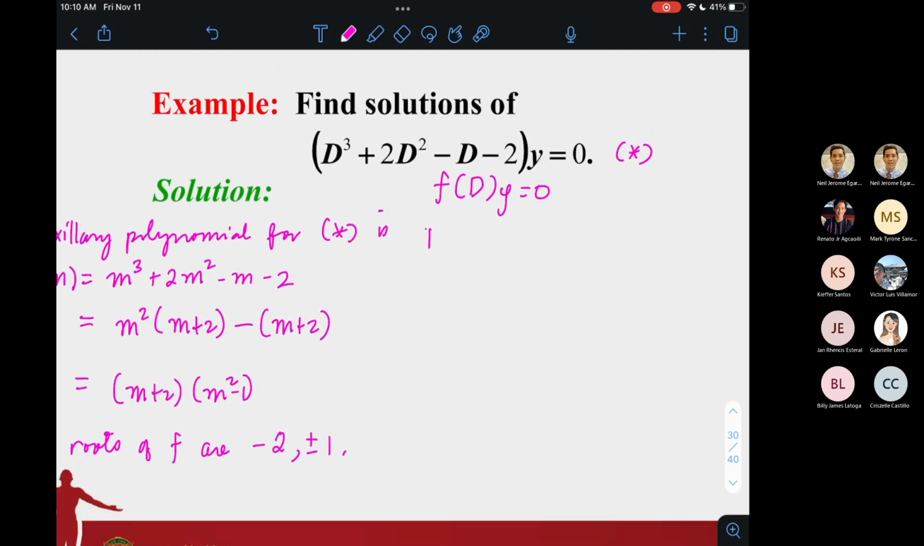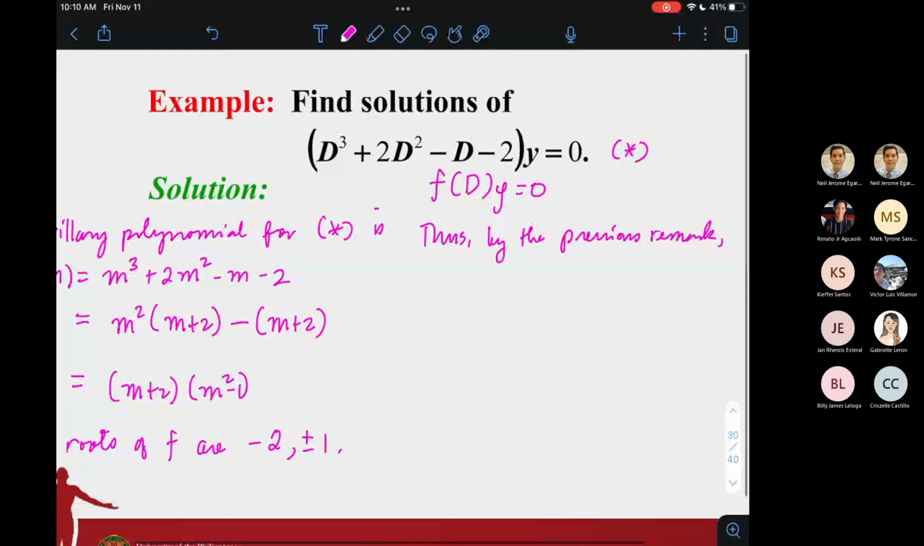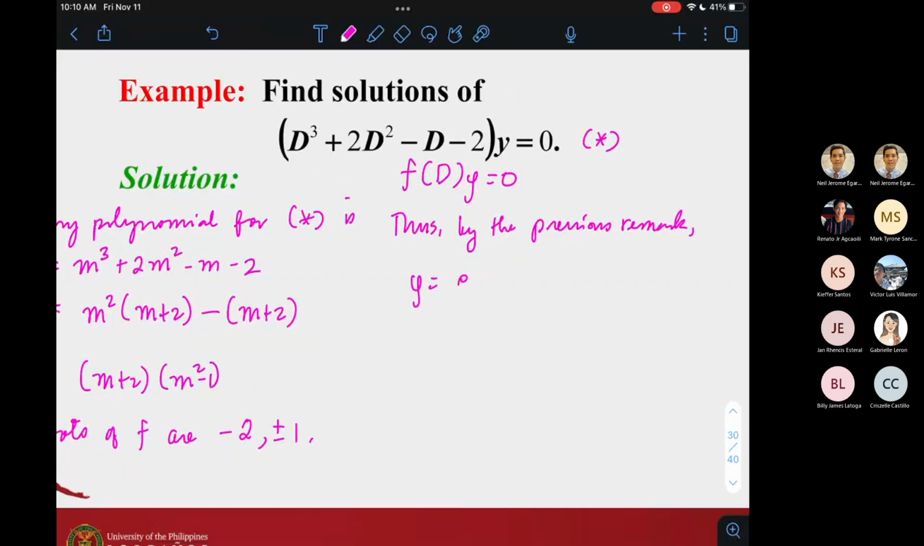So we can say, thus, by the previous remark, y equals e to the negative 2x, y equals e to the x, and y equals e to the negative x are solutions to the differential equation, right? So that's one thing that we know for sure. Si e to the minus 2x, pag pinlug in nyo dito for the y, you will get an identity. And so on for e to the x and e to the negative x.